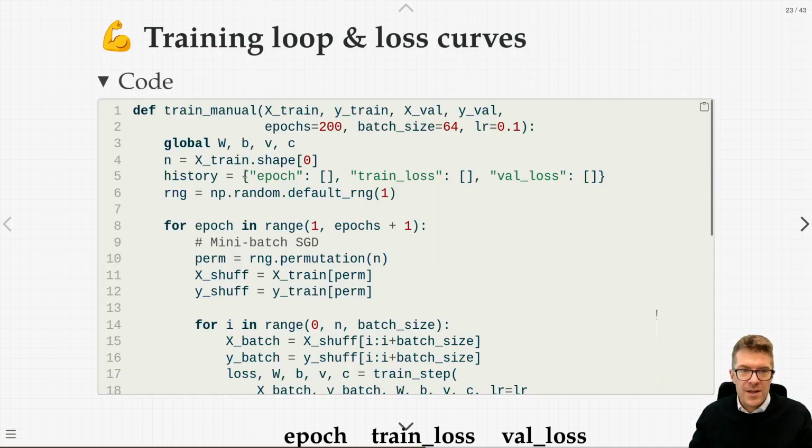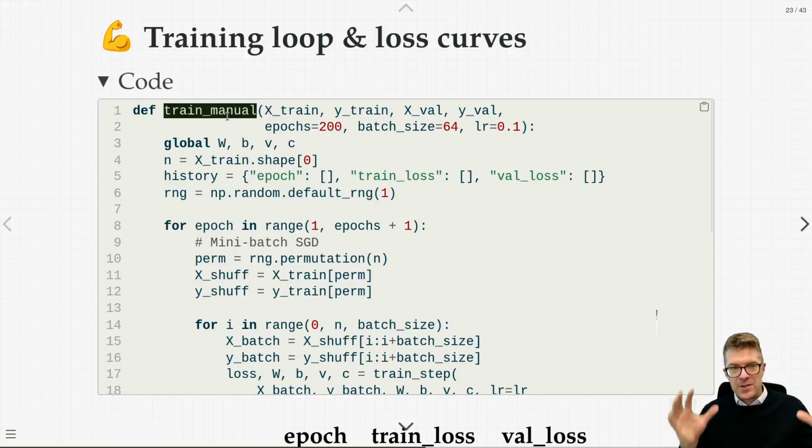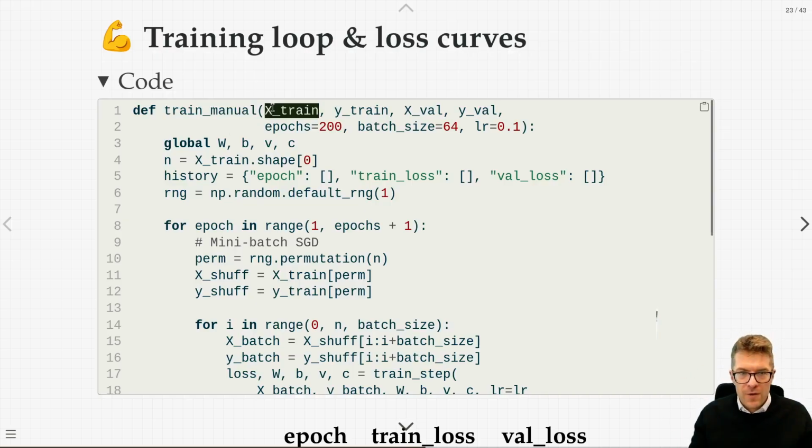So here's the code for the big picture, the manual training. We have all of our training data. We have some validation data, so some data held out for validation. We're going to do 200 epochs. So that thing we just did, we're going to do up to 200 times.